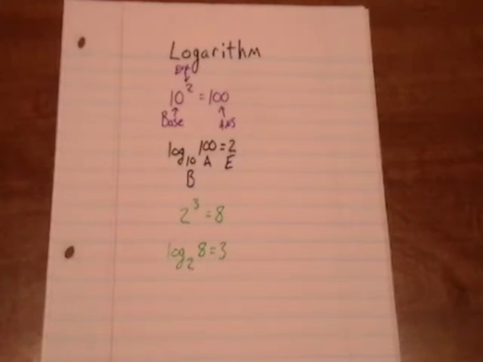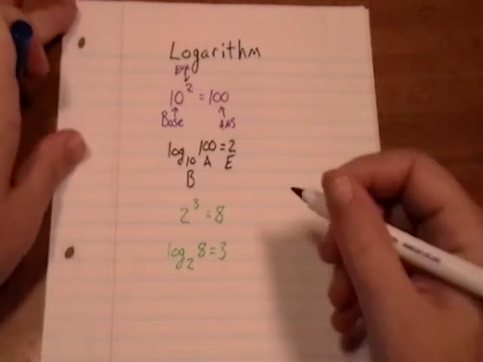Now, I can't really do that in my calculator. There are a couple other techniques you can do. One of them is change of base. You can rewrite any log as a ratio of other logs in a different base. But that's for another lesson.